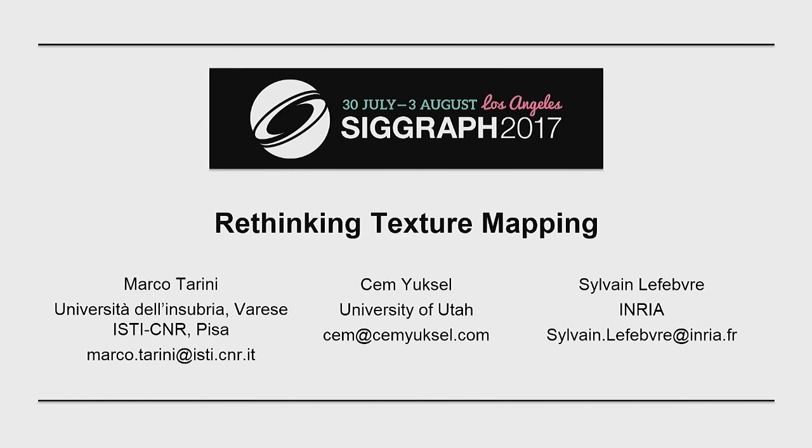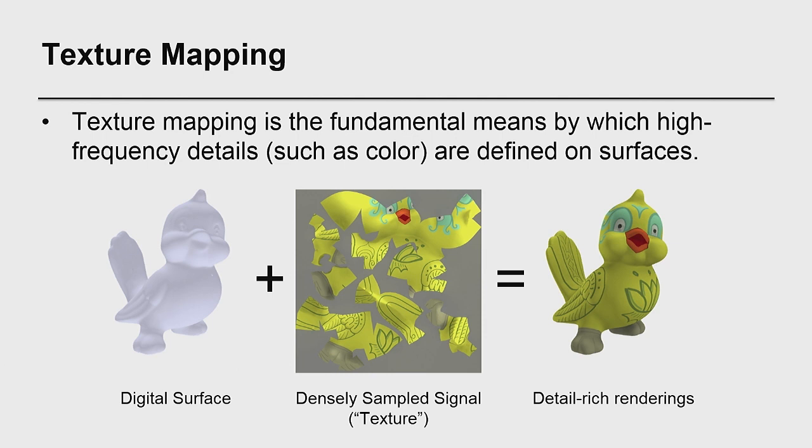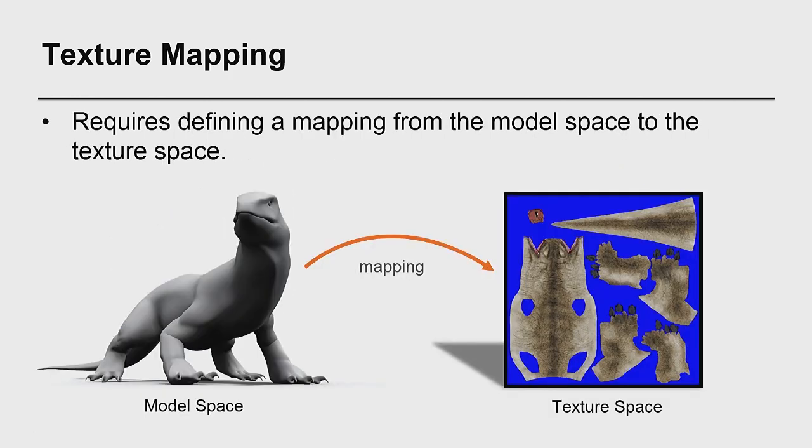I'm going to repeat this, I guess, a few times. Let's start with texture mapping itself. Texture mapping, as we all know, is the fundamental means by which we define some high-frequency details, typically color, on a given surface. We have this digital surface, and we have some texture. And they typically live in different spaces, right? So we have a model space, and we have a texture space, and we have a mapping in between. You'll see that a lot of the problems are related to this mapping in between. And many of these methods will try to either modify this mapping or get rid of it or replace it with something substantially different.